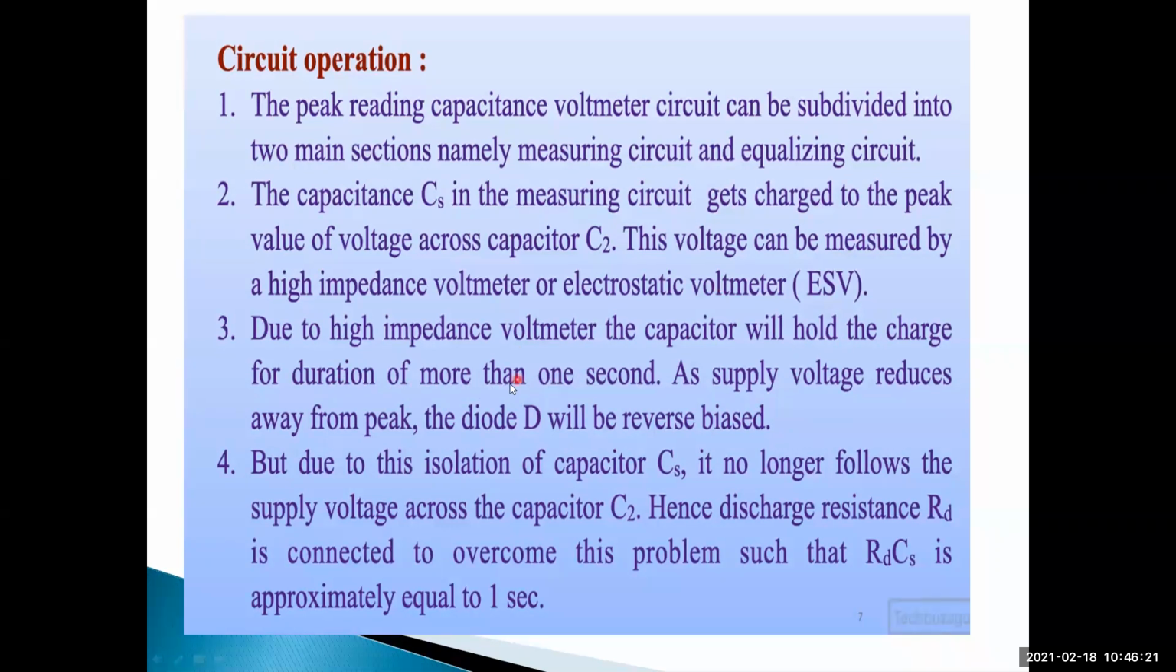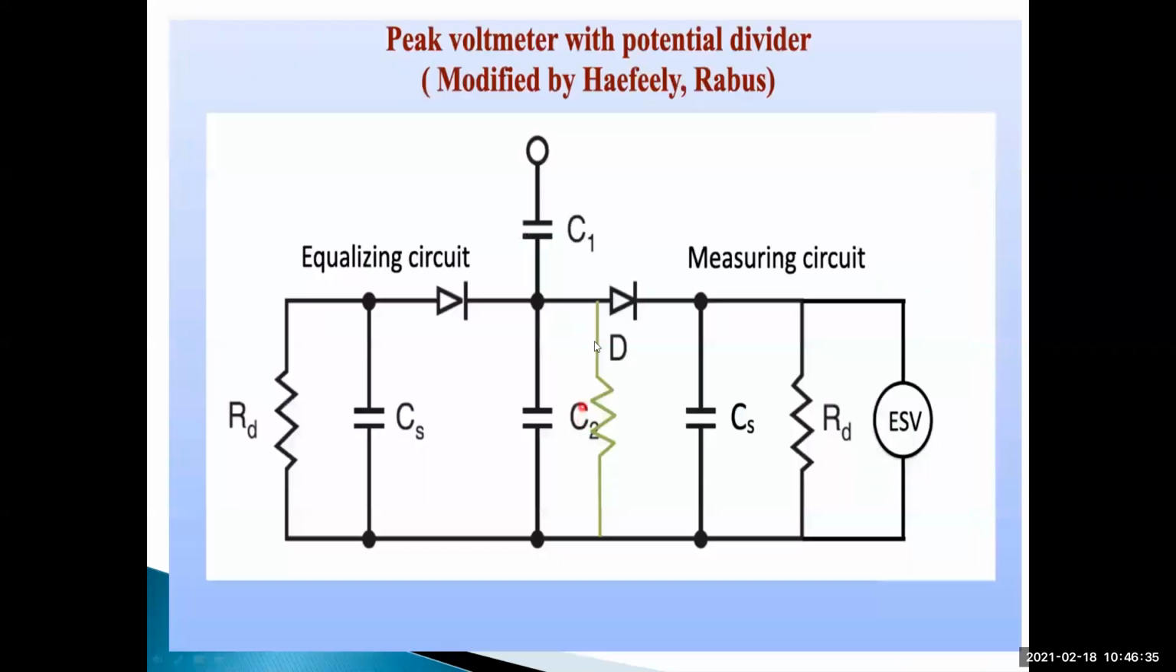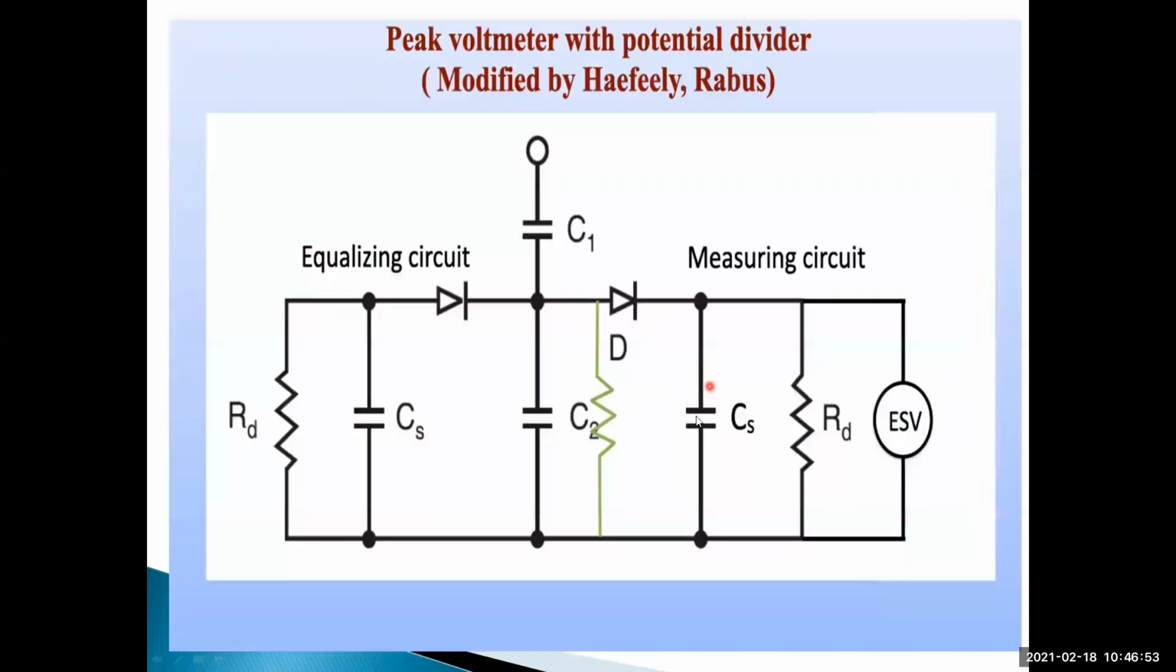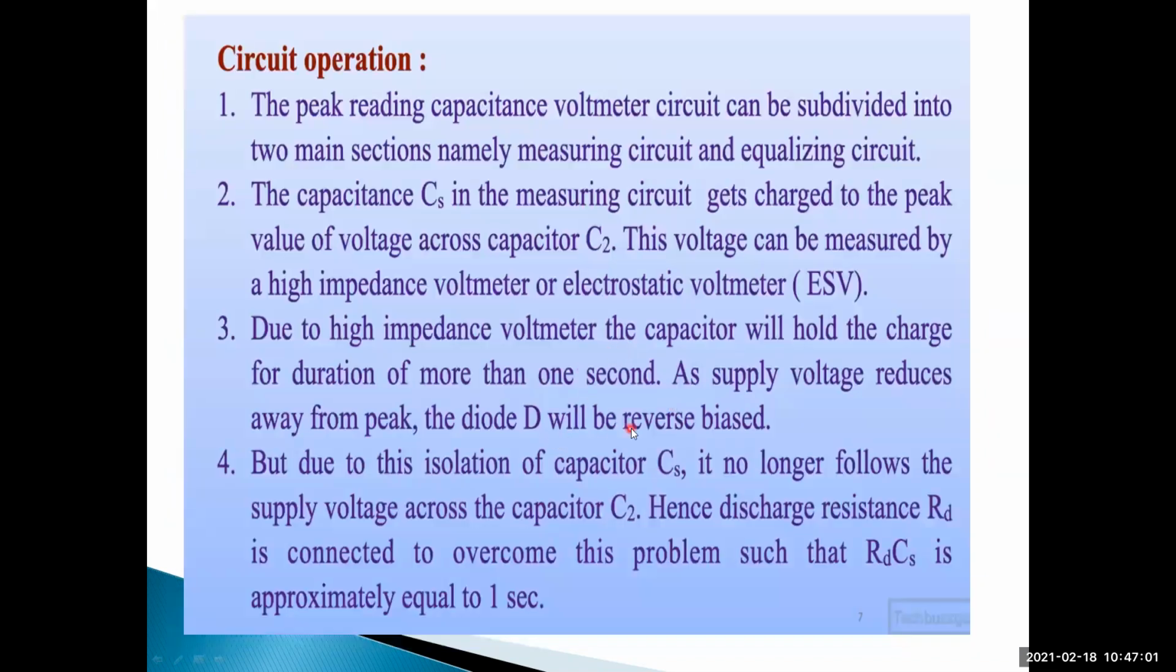Try to understand this. Because of the high impedance voltmeter, the capacitor will hold the charge for more than 1 second. As the supply voltage reduces away from the peak, the diode D will become reverse biased. In that condition, the voltage across here is more compared to here. That's why the diode will become reverse biased.